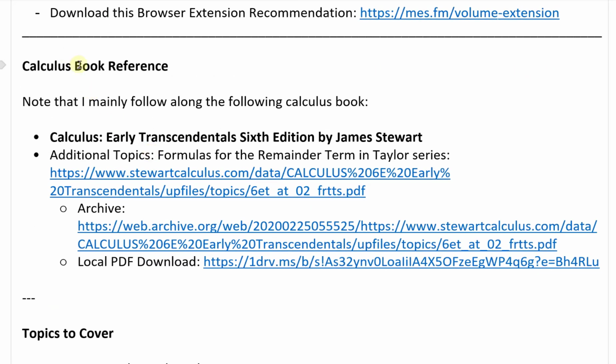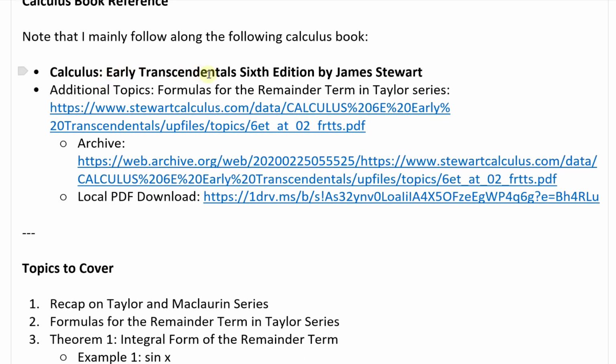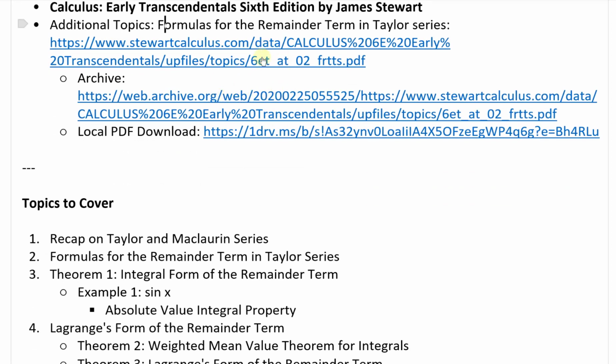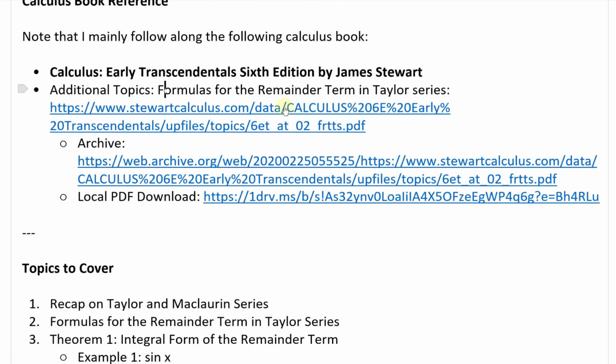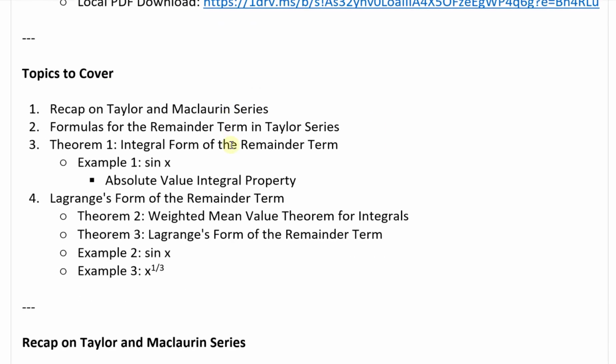And as always, here's a calculus book reference that I use. I mainly follow along the following calculus book, Calculus Early Transcendentals, 6th edition by James Stewart. And this particular video is part of the additional topics section of their website. It's not included in the book. Formulas for the remainder term in Taylor series. Here's a link to stewartcalculus.com, and also an archive of this link, and they're both PDF downloads of this additional topic on the remainder term. I've also included a local PDF download on my OneDrive, in case any of these links aren't working.